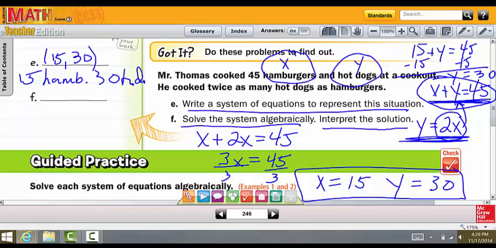And that fits our original statements where he cooked 45 things. That's 15 plus 30, and he cooked twice as many hot dogs, 30, as hamburgers, 15. We have a proper solution, and that is both E and F. Please press pause and do guided practice.